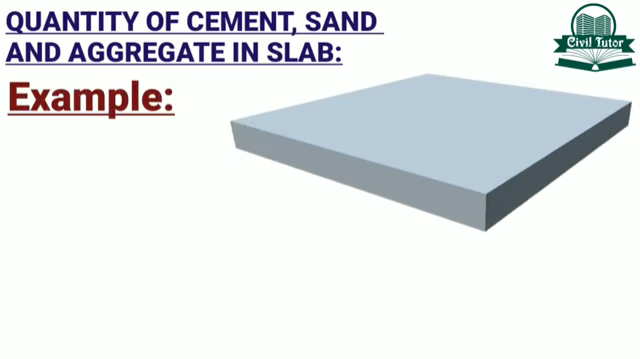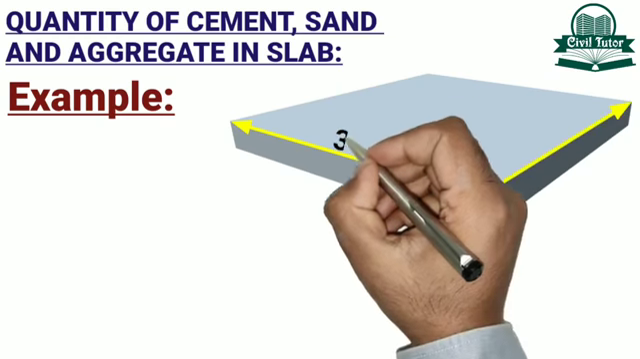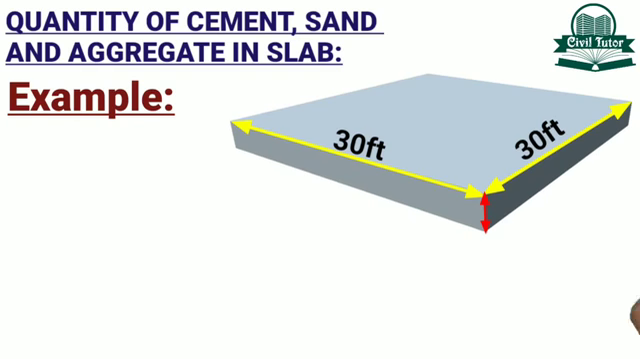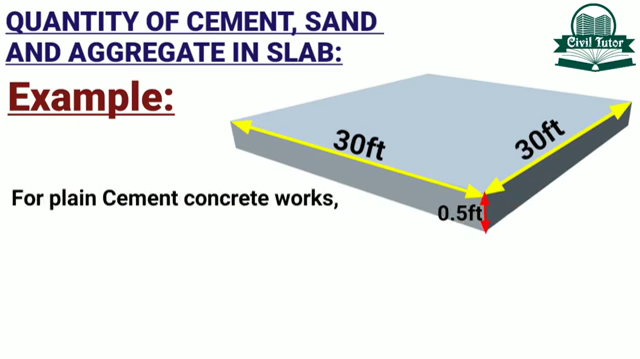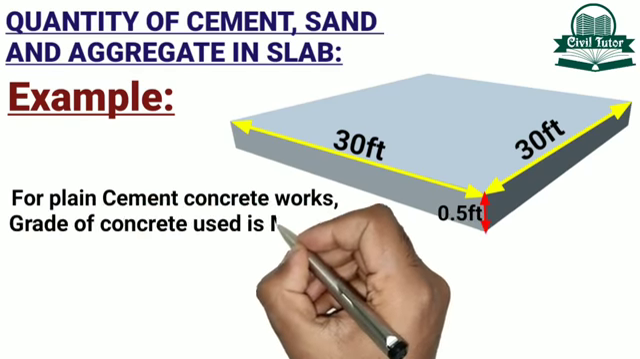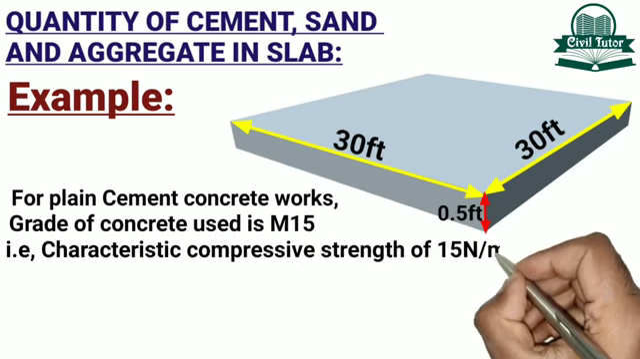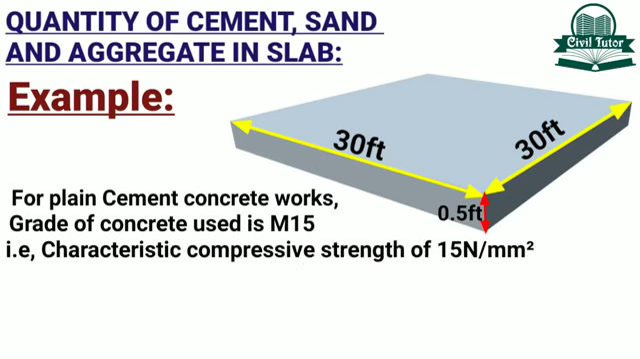Suppose we have to construct a slab of length and breadth as 30 feet each, and the thickness of the slab be 6 inches, that is 0.5 feet. For plain cement concrete works, the grade of concrete used is M15. That is, we have to achieve the characteristic compressive strength of 15 Newton per mm square.